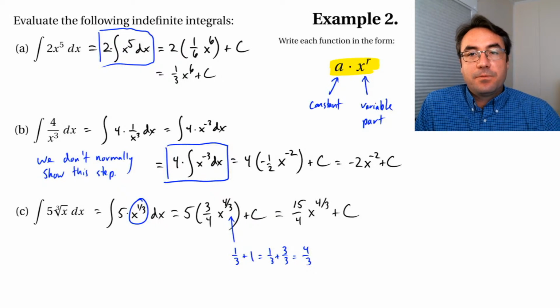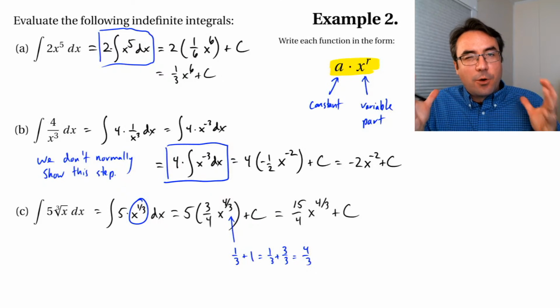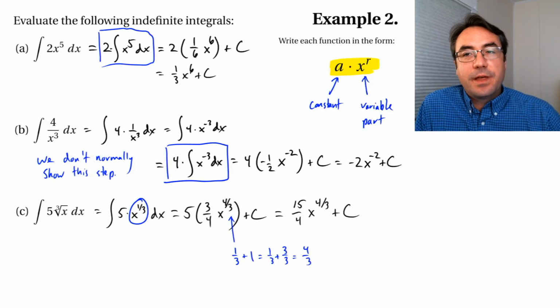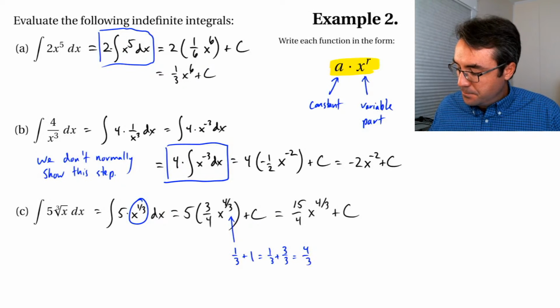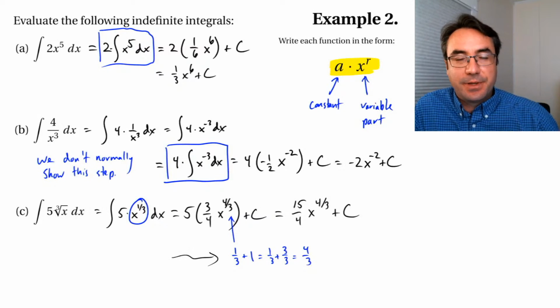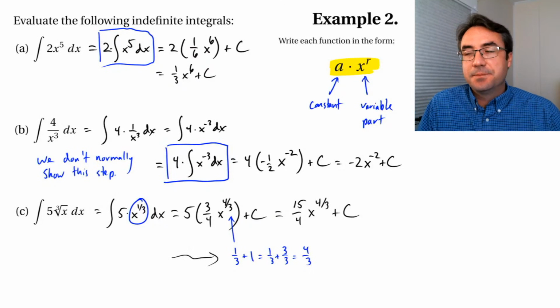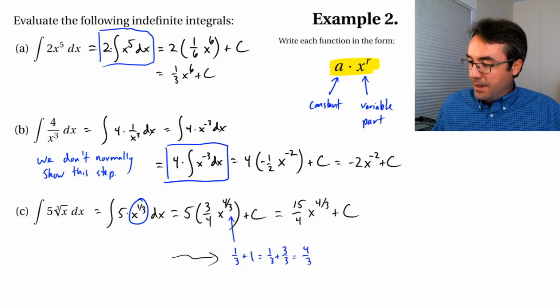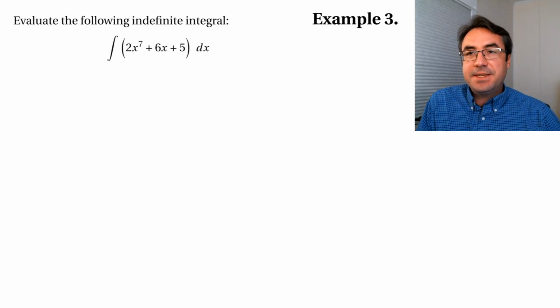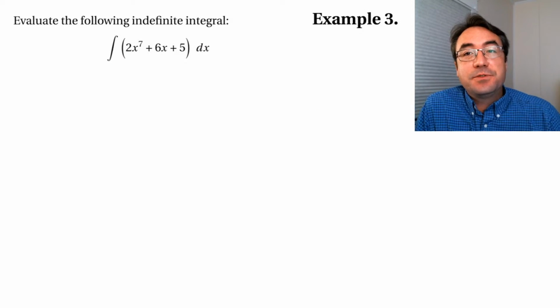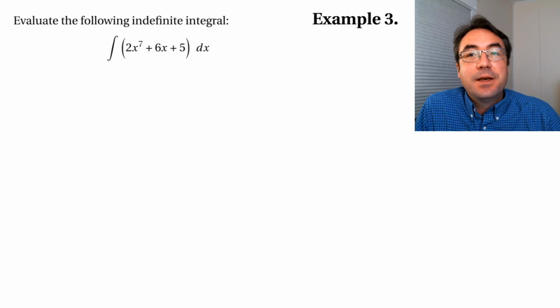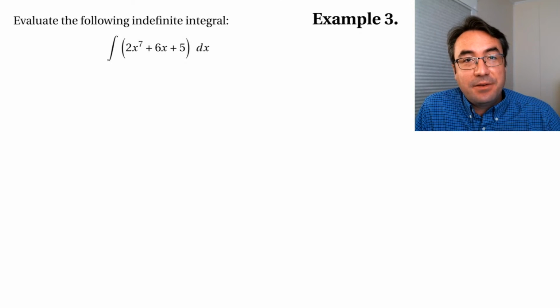So for part C there, that's about a realistic level of work that you would show. Minus this. You're probably not showing the fractions, and that's fine. All right, let's try another example. This time we're going to use the sum rule. So we're going to do the integral of 2x to the power 7 plus 6x plus 5.